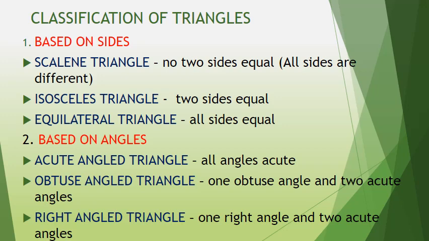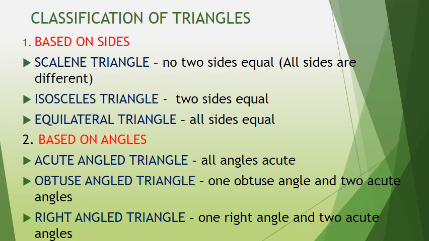And the second one is isosceles triangle. A triangle whose two sides are equal is called an isosceles triangle. And the third one is the equilateral triangle. A triangle whose all sides are equal is called an equilateral triangle. So according to the sides, we can classify triangles into scalene, isosceles and equilateral.